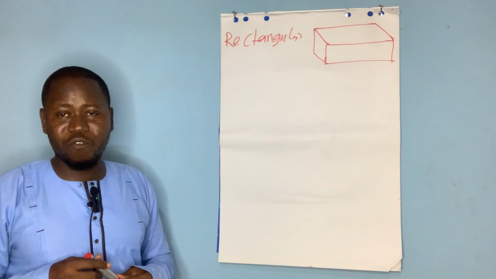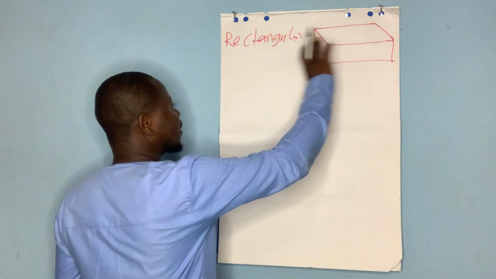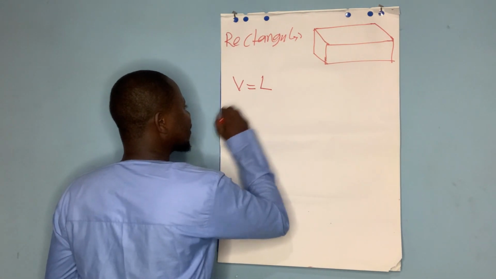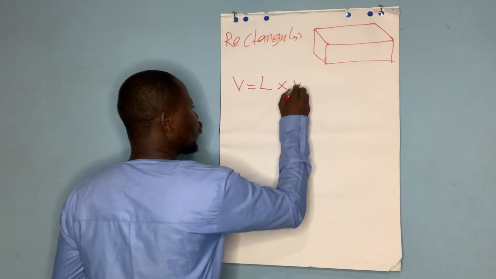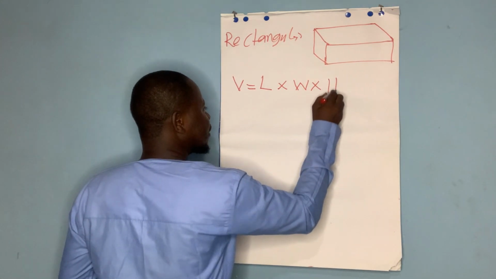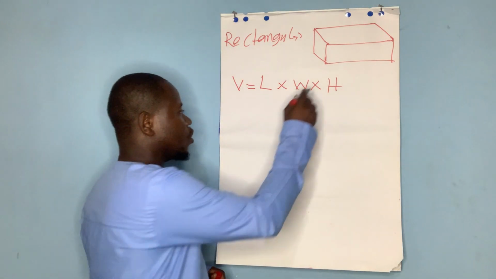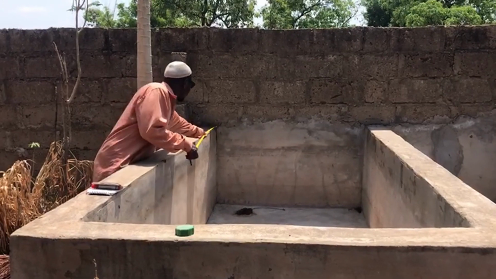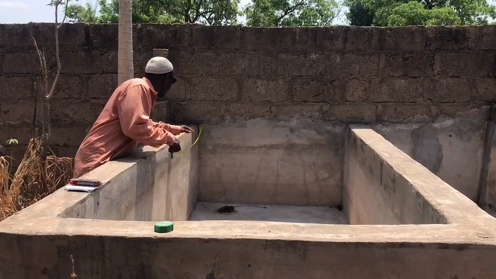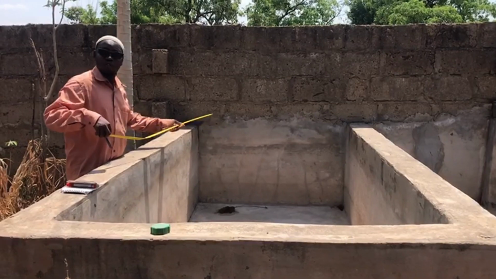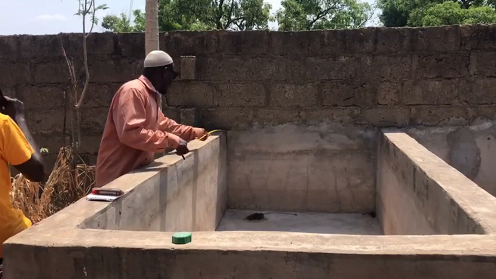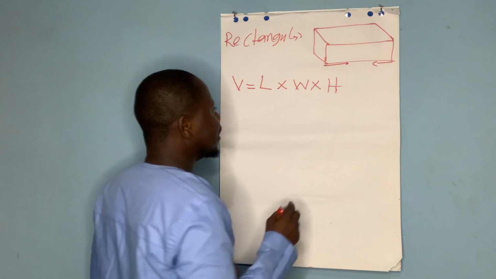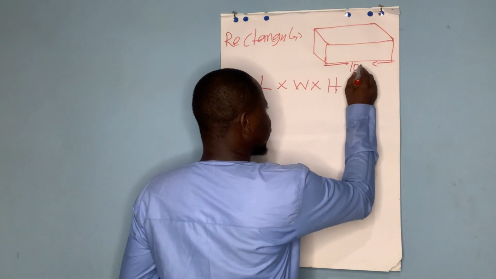I'm sure you have watched the video of how we have done the measurement. The formula of calculating a rectangular fish pond: we have volume is equal to length times width times height. Or if you want to say depth or height, we are using height here. The length is the longest side. So if you have watched that video of how we have done the measurement, this is the length, which is long. So the length we have is 10 feet.